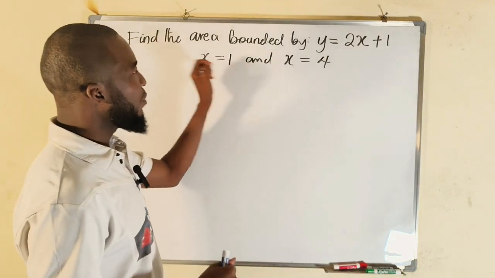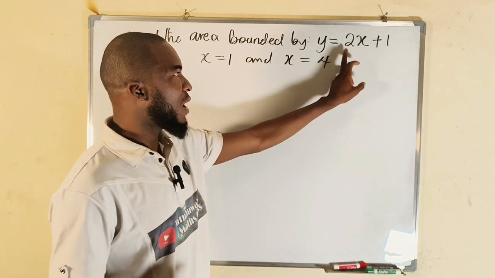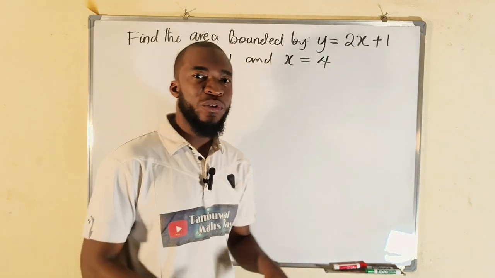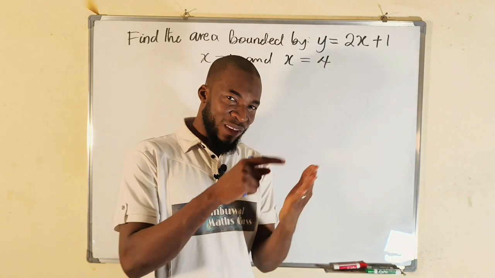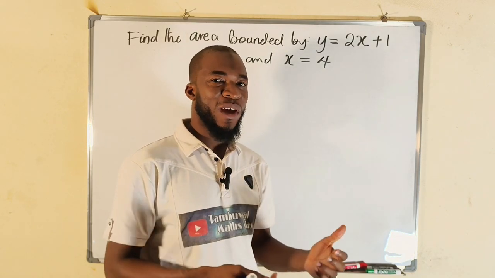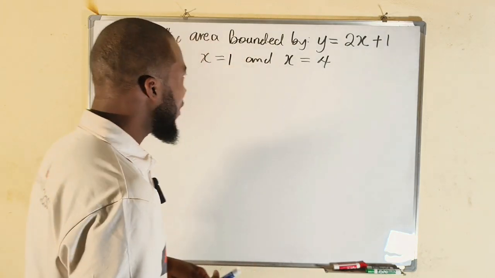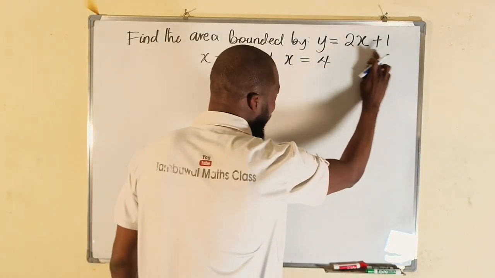We like to find the area bounded by these functions: y equal to 2x plus 1, x equal to 1, and x equal to 4. We are not going to integrate, though we can do that, but I would like to show you how to apply geometry in finding that area. First of all, let us sketch this function.